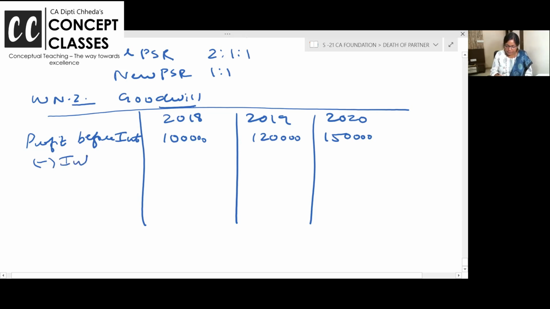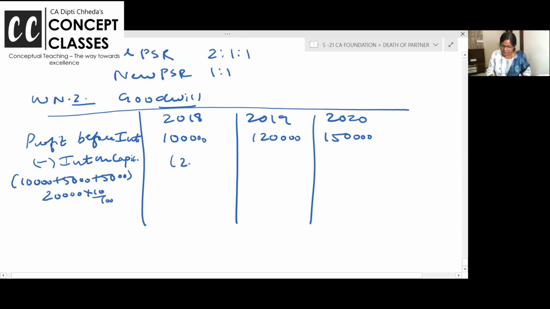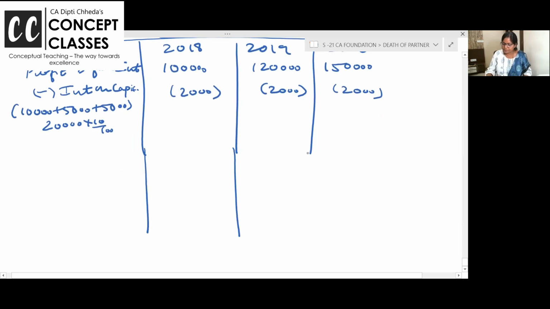Minus, these are the last 3 years' profit, interest on capital. It is paid at 10% and total capitals are 10,000, second partner 5, third 5. So 20,000 capital paid, 10% interest. 20,000 capital paid, 10% interest, minus karo. Interest on capital minus.